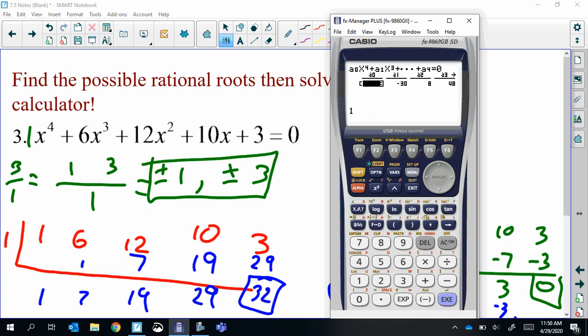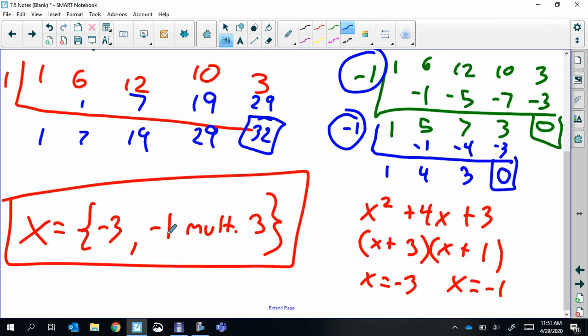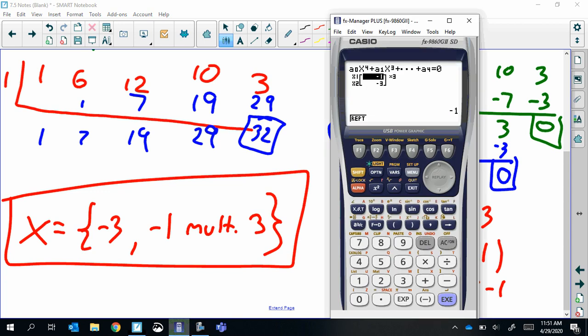1, 6, 12, 10, and 3. And they were all positive. Then it's as simple as just pressing solve. And then it says negative 1 times 3, because that's the multiplicity of 3, and then negative 3. Negative 1 with the multiplicity of 3, and negative 3. So your calculator answers this super easy.